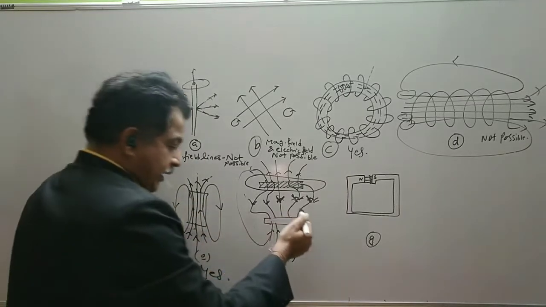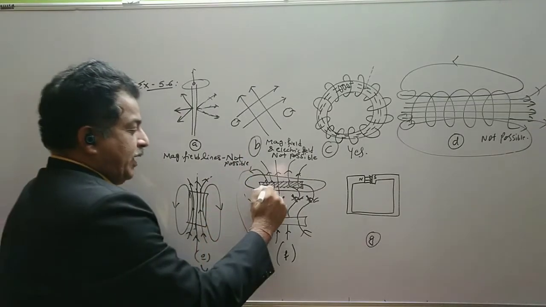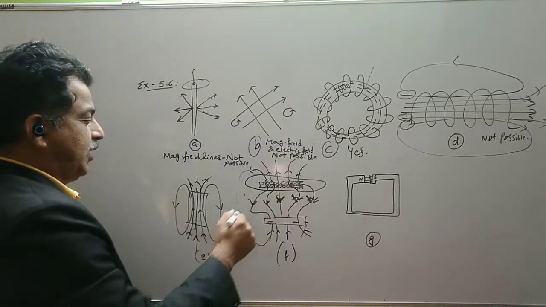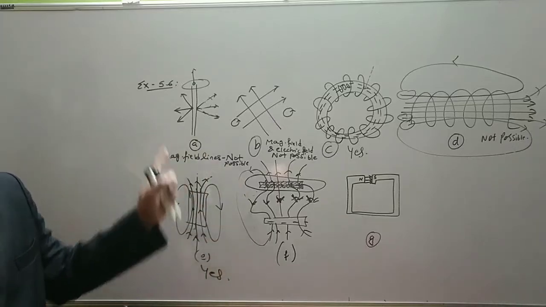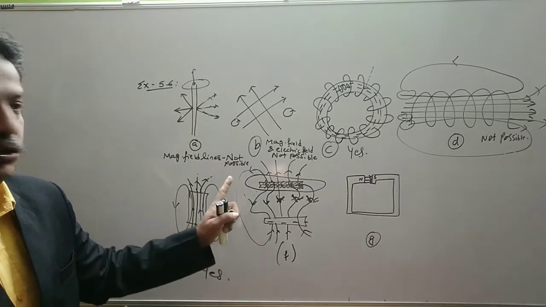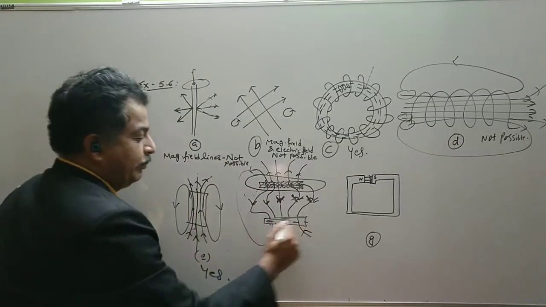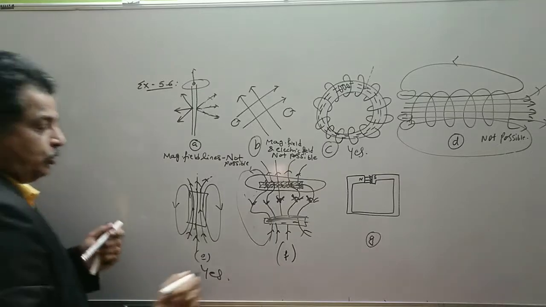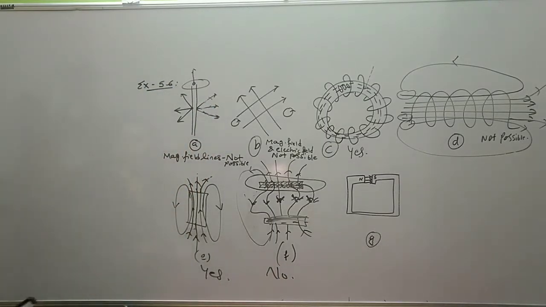For electric field lines, this is possible. It can be that this plate is positively charged and this plate is negatively charged. Again, you see there is some bending of the field line. So a magnetic field line is not possible because it does not form a closed loop. Electric field lines are possible if we assume one plate is positively charged and another plate is negatively charged. We are discussing the magnetic field line, so not possible.